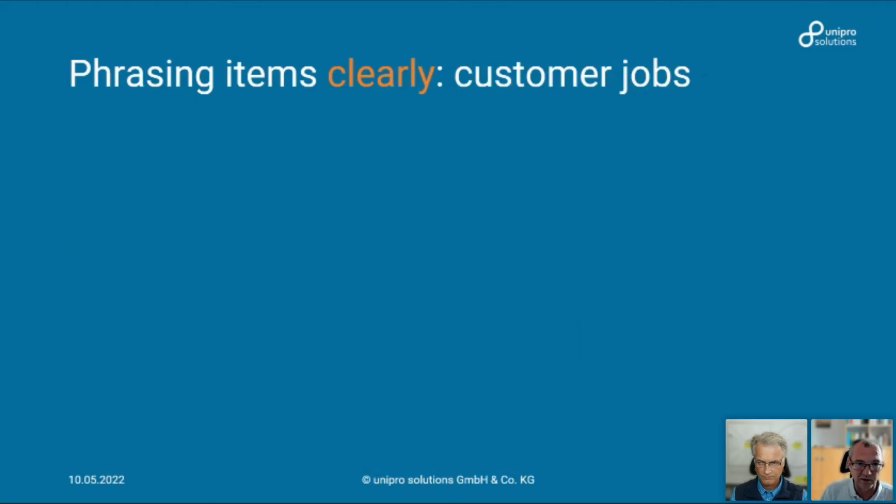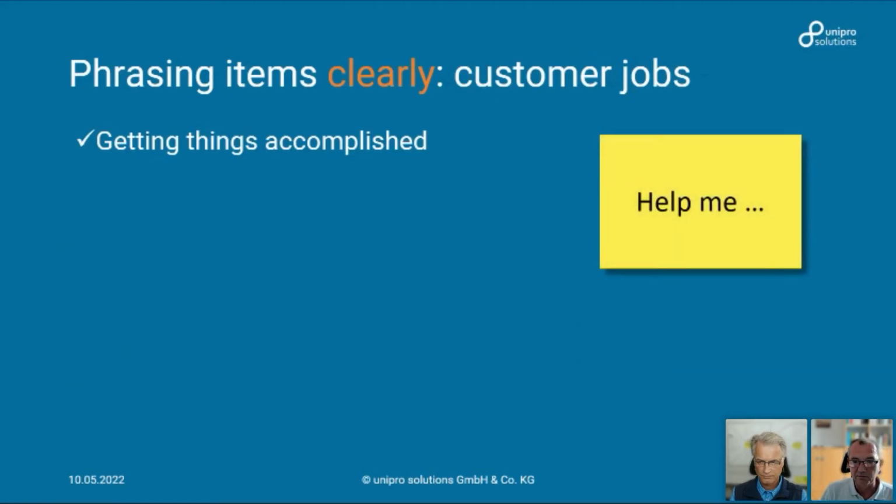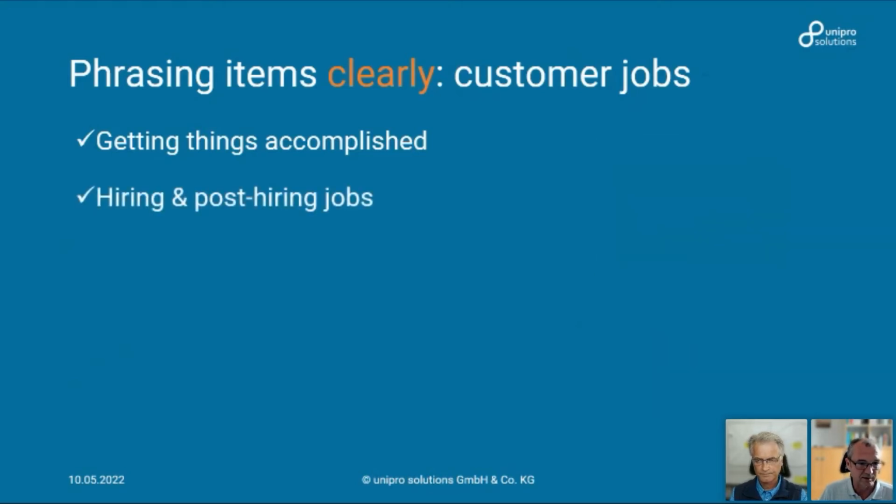Let's now look at customer jobs in particular. So how can we create better job statements is the first question. First, we should be aware what we are looking for. People want to get something done. So we could use a statement like "help me" as a leading statement, "help me do something", to really check, is that the right phrasing that we put on the sticky note, and that really works perfectly.